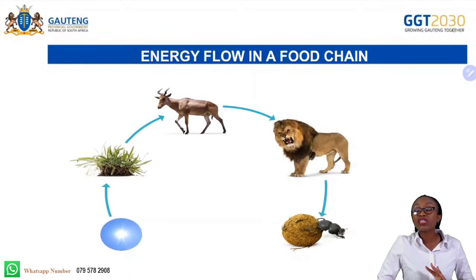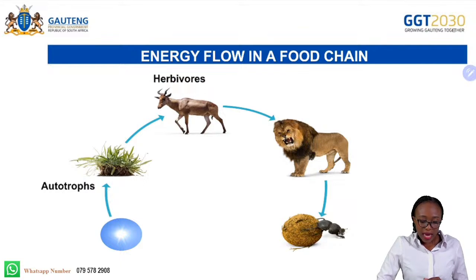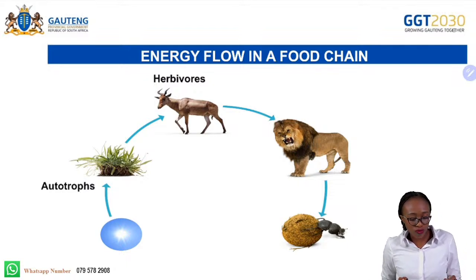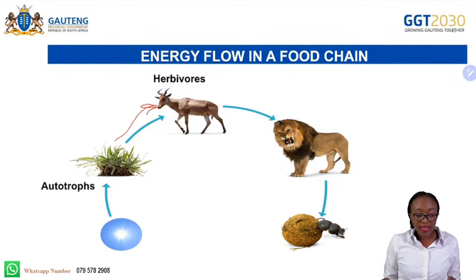So here I have a simple food chain. With our energy source, producers, which are our autotrophs. These are the ones that photosynthesize and make their own food. From there, the herbivore eats the autotroph and gains energy from the autotroph. So now the energy has flown from the autotroph to the herbivore. That is why the arrow is pointing towards the herbivore.